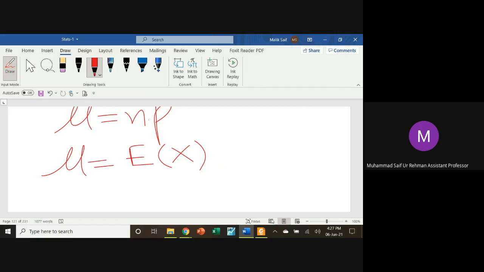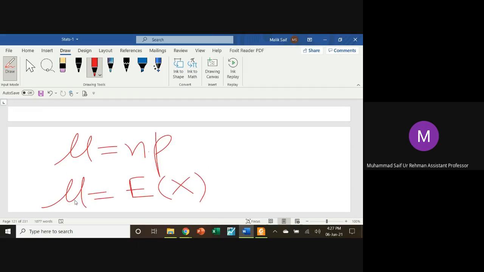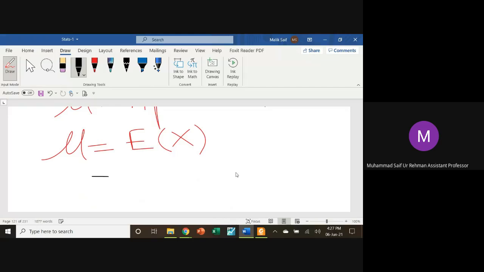So if you recall your memory in discrete probability distribution, what was E(X)? What was the mean value? Mu was equal to summation xp(x). If you recall, we have just calculated the values for this term, summation xp(x). Fine. So now E(X) is equal to what? Summation xp(x). Fine.